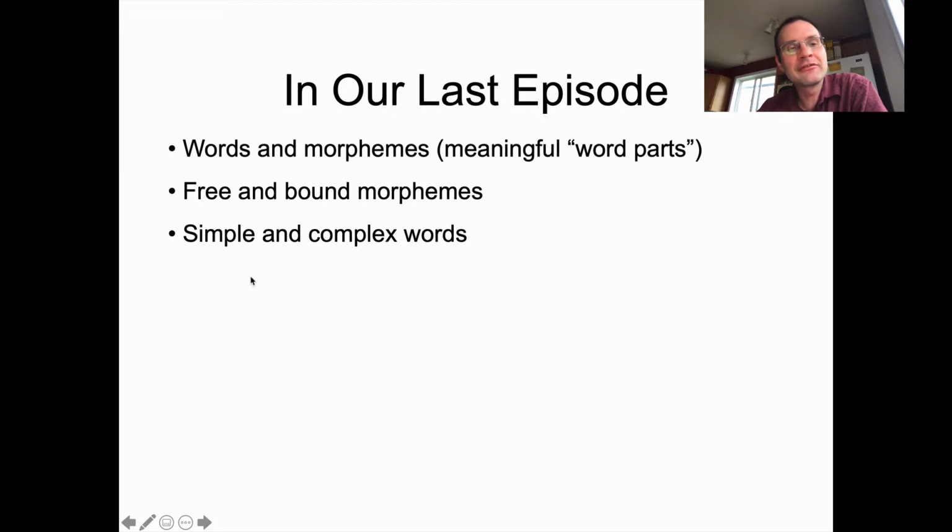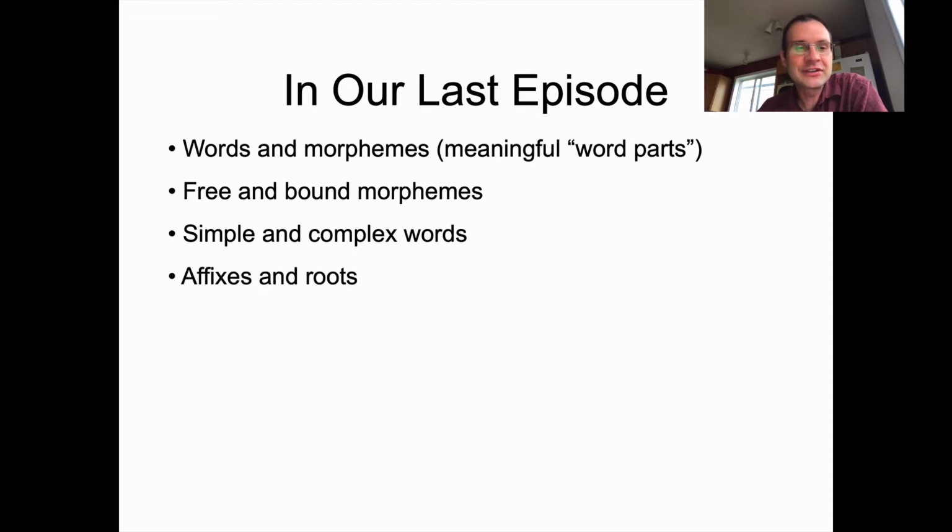Then we also have simple versus complex words. To give you a couple examples of both of these, word is a free morpheme, and it's a simple morpheme when it's by itself. When you add this plural affix s to it, it becomes a complex word because there's more than one morpheme in it. And the plural suffix s itself is a bound morpheme because it has to attach to something else. We don't have just a single word in English that means plural.